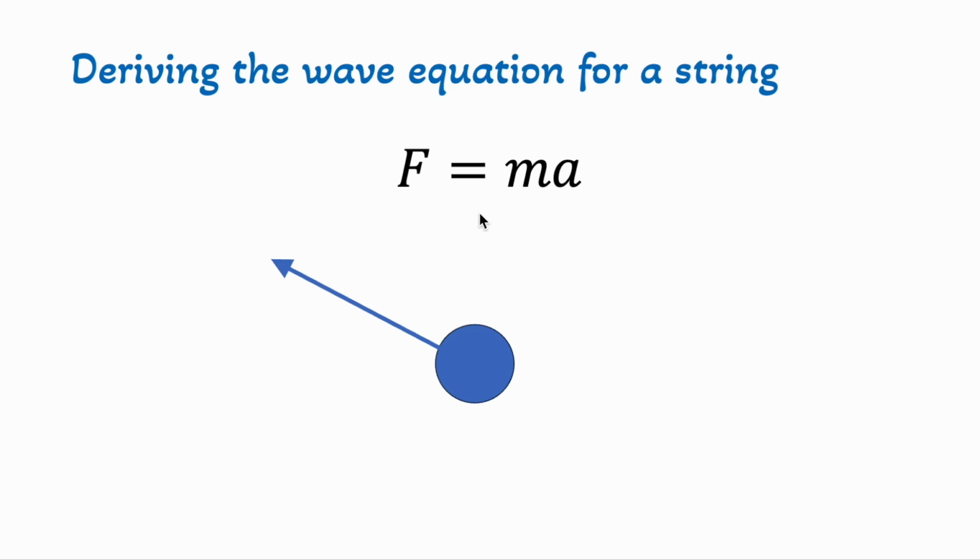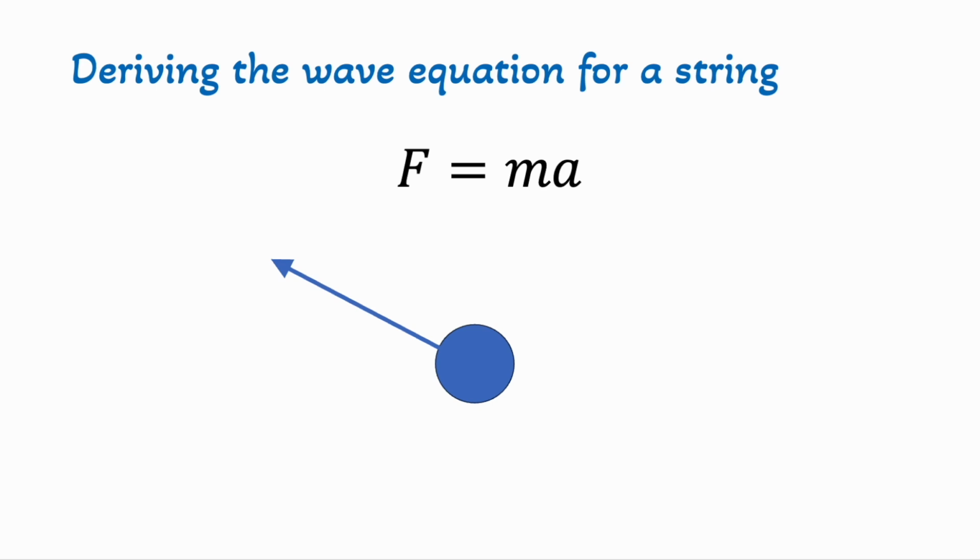F, the force, is equal to mass times acceleration. But this is all very easy if you have some nice point mass and a force acting on it. But what we have is a continuous string, and what we're interested in is how each bit of the string moves relative to each other bit of the string. So we need to break that down, so we've got some point masses to which we can apply F equals ma.